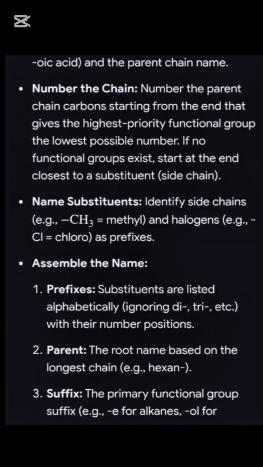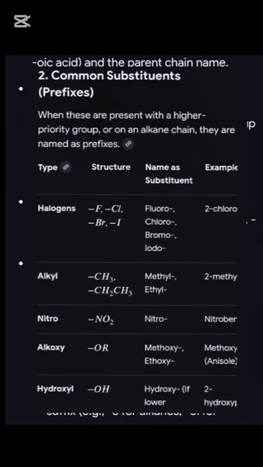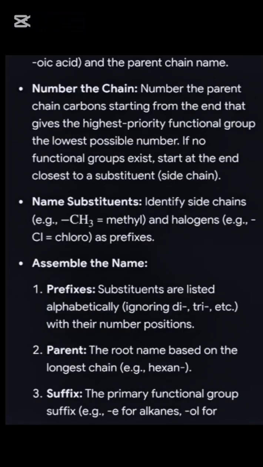If no functional group exists, you start at the end close to the substituents, like chlorine, bromine, methyl. These are the substituents. If there is no functional group like alcohol, then you start your counting from where there are substituents. That's where you start your counting from.